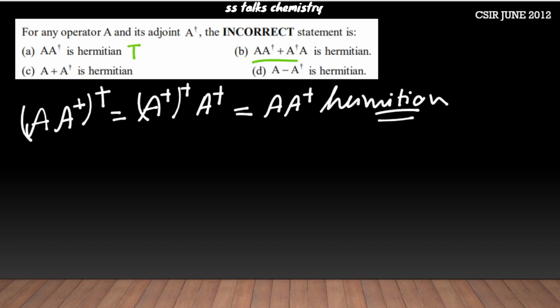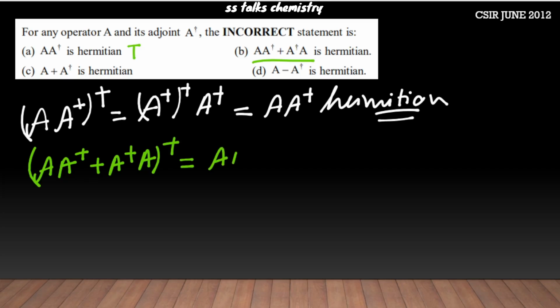Next, A into A dagger plus A dagger into A is Hermitian. Again, let's check it. So the dagger of it will be A dagger's dagger, plus A dagger into A, the dagger of it.